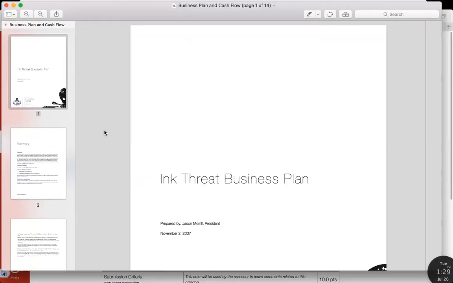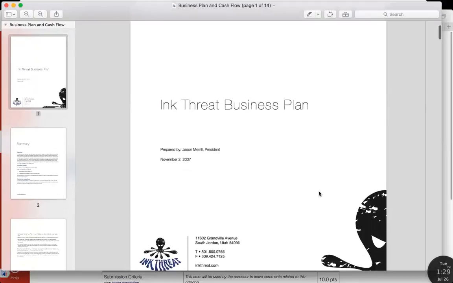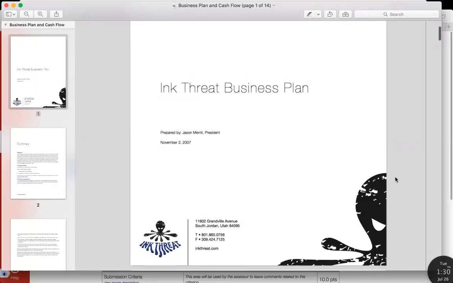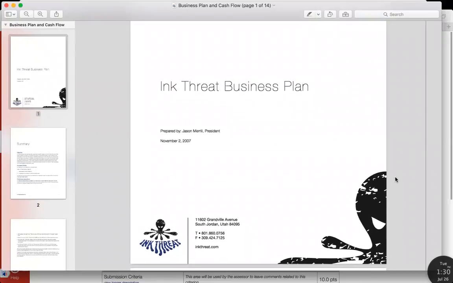But yeah, that's why there is no Ink Threat anymore, but there are all sorts of things like business plans and logos from it. So this is Ink Threat's business plan. And like I said, I showed this to investors and got, how much? Altogether, right around $100,000 of investment money. So this is a good example of a successful business plan.